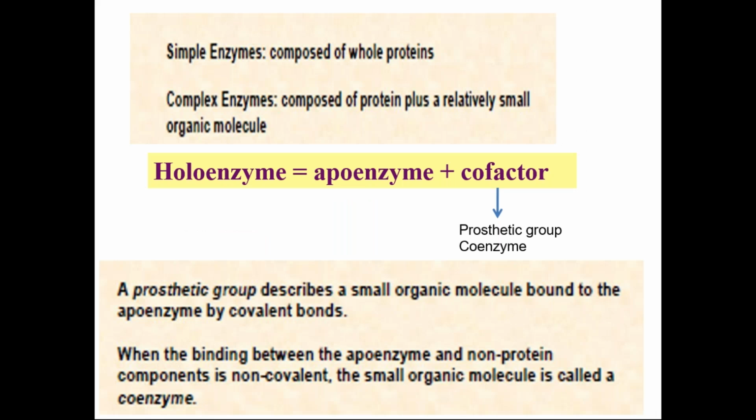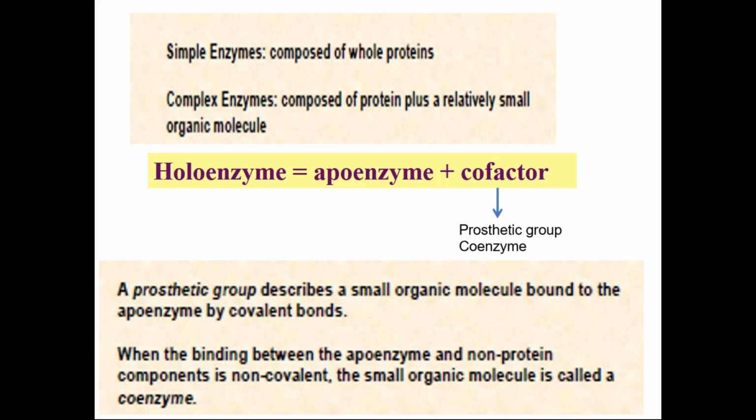You also have complex enzymes, which are a protein plus a relatively small organic molecule which is required for its activity. So a holoenzyme or a complete enzyme is the protein, which is called an apoenzyme, and a cofactor, which could be the prosthetic group or it could be the coenzyme. In Friday's class on vitamins, especially the vitamin B complex, we discussed how most of the B complex vitamins serve as coenzymes in several oxidation reduction reactions, carboxylation reactions, etc.